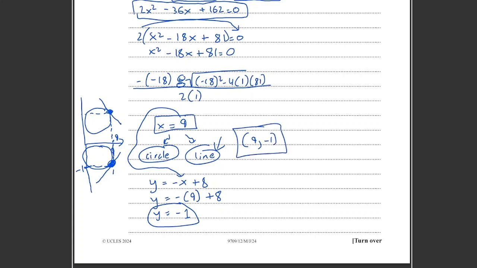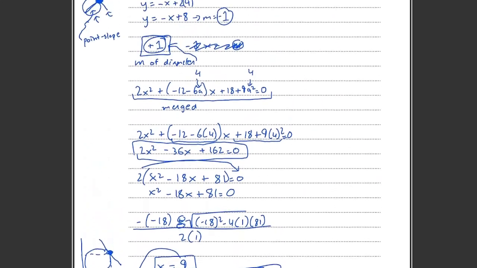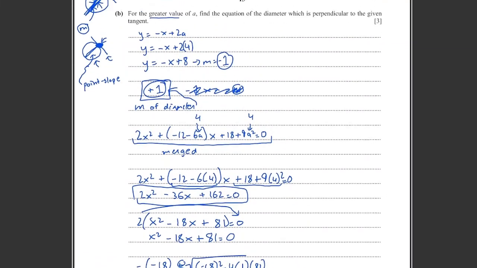Now we have the point and we have the gradient, which was positive 1, so we can go ahead and find the diameter equation. We're going to use the point slope form. Once again, we found out that the circle and the line intersect at a common point, and the diameter is also going through that point. So this point is common for all three of these shapes. We're going to have y minus y1 equals m times x minus x1.